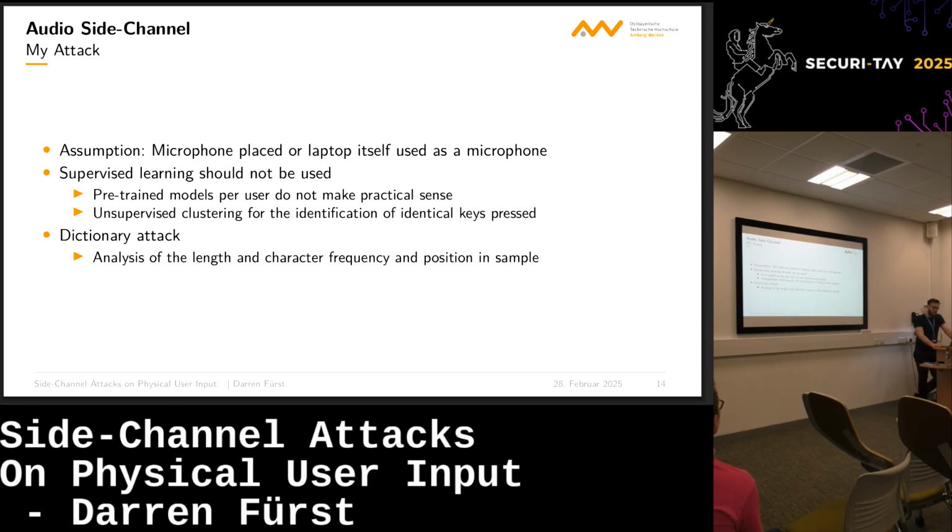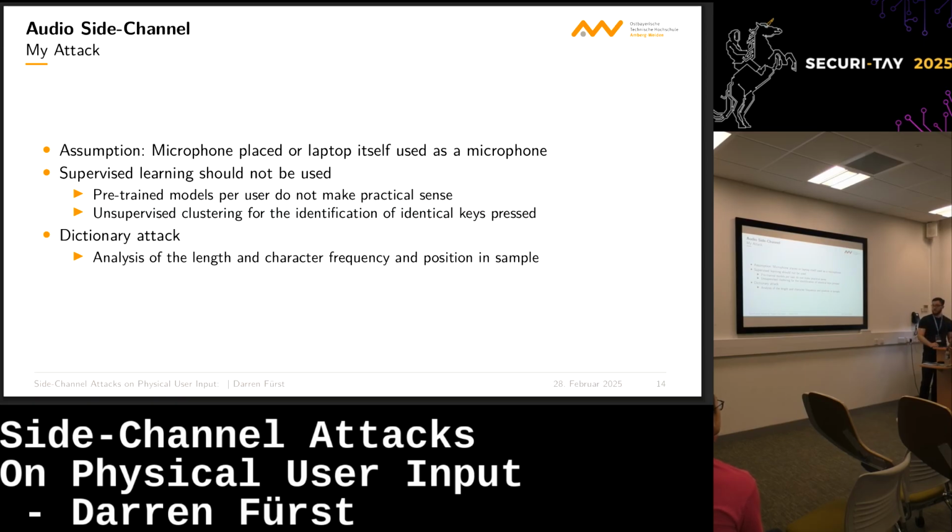And I did not want to use supervised learning. Does someone have an idea why this may be? Is anyone not familiar with what supervised learning means? Okay, so pre-training models per user wouldn't really make practical sense here, because you would have to have labeled samples of someone typing something. Installing a keylogger to then not use a keylogger in the practical world doesn't really make sense. So what we want to do is use it unsupervised, so we can use it on any target, any keyboard, and any environment.